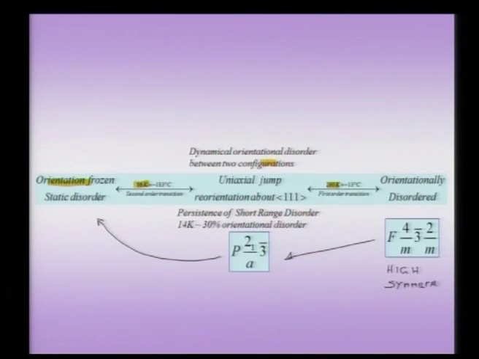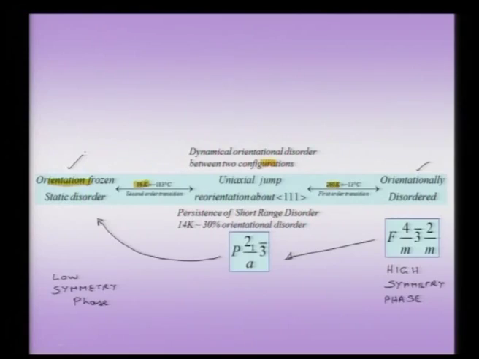In other words, let me draw this here. So this belongs to the fully orientationally ordered state, and this crystal lowers its symmetry from the high symmetry. So this is my high symmetry phase, and this is the low temperature phase, which is below 86 Kelvin, and this is the low symmetry phase. The high symmetry phase is the orientationally disordered phase, and the low temperature phase is the orientationally frozen phase, or the orientationally ordered phase.